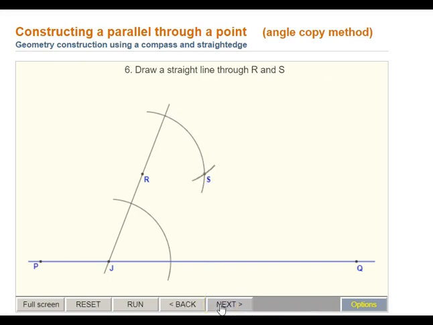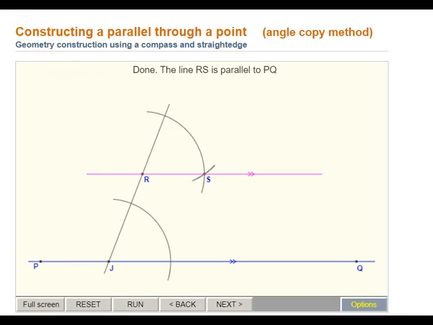Now draw a straight line through R and S. You should have two parallel lines, line PQ and line RS. One of the ways that you could tell this is parallel is by measuring towards the end of RS down to PQ and then measuring at the other end of RS down to PQ and see if they're the same measures.